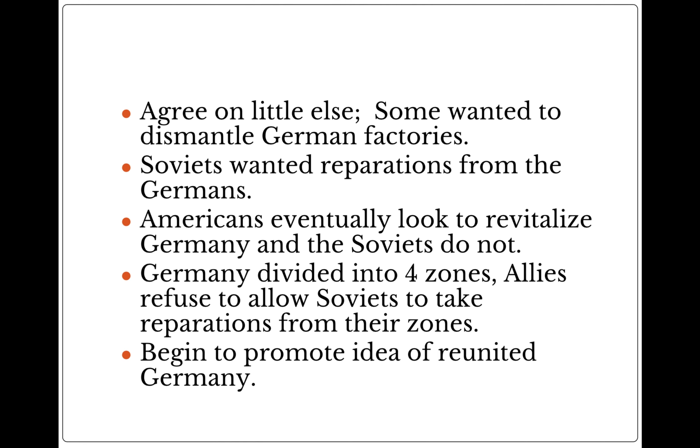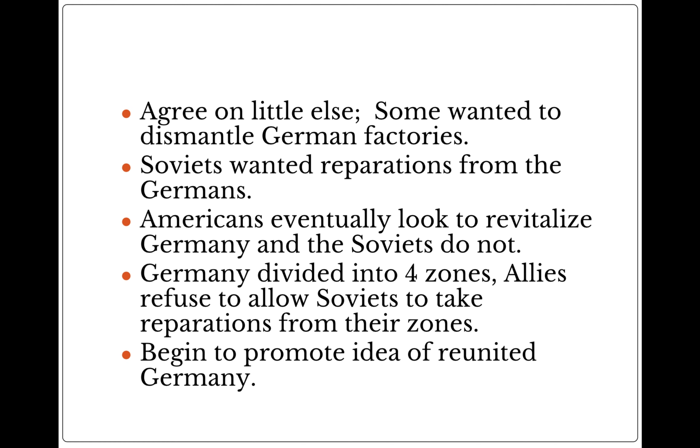There was little else agreement. Some wanted to dismantle German factories. The Soviets wanted the Germans to pay war reparations. Americans eventually looked to revitalize Germany, and the Soviets don't want to do that. Germany was then divided into four zones. The Allies refused to allow the Soviets to take reparations from their zone. Of the four zones, one belongs to the U.S., one to Great Britain, one to France, and one to the Soviet Union.